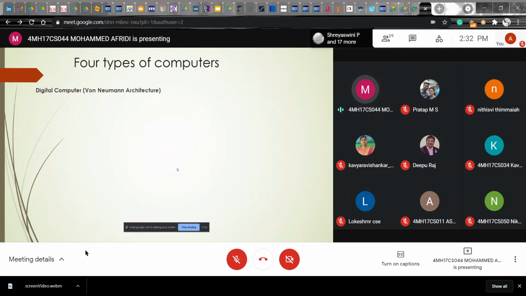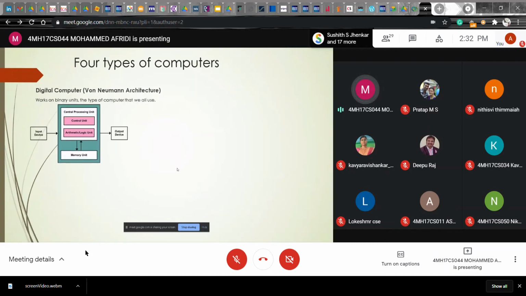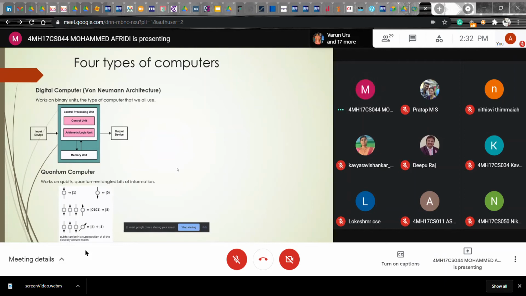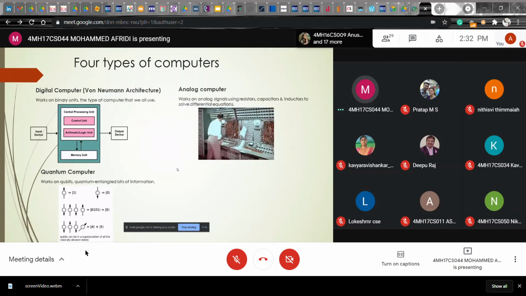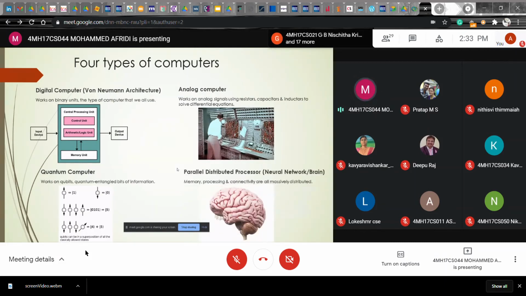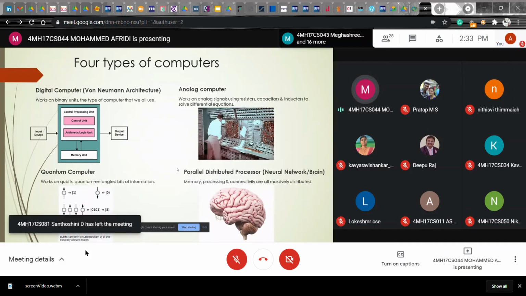Let me start with the types of computers. First, here comes the digital computer, which we are using now. In a digital computer, information is transferred only using bits, like 0 or 1. In an analog computer, we use resistors, capacitors, and inductors to solve different equations and problems. A parallel distributed processor is a processor where memory is stored, and according to the memory, it distributes the signals.